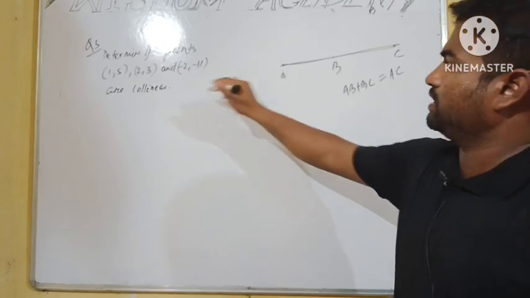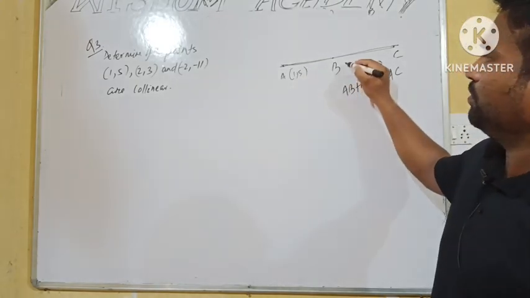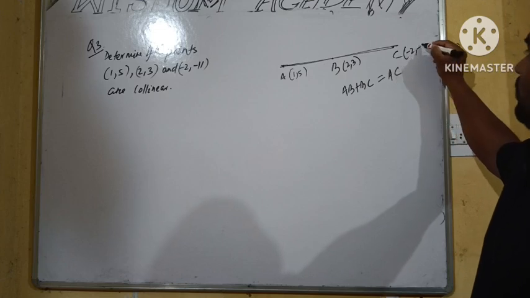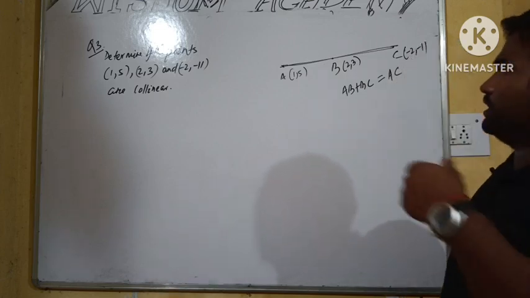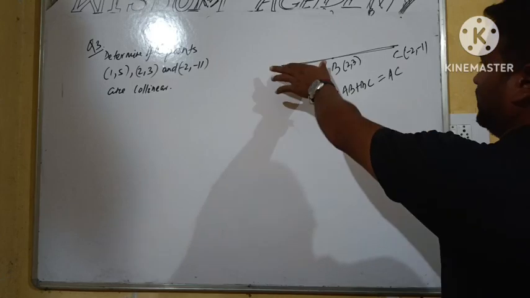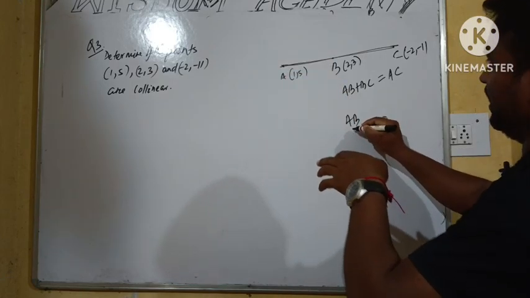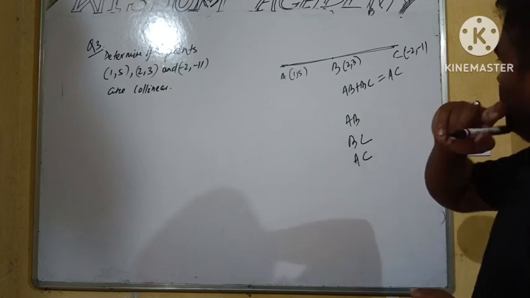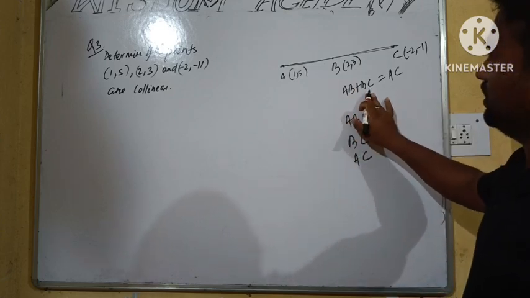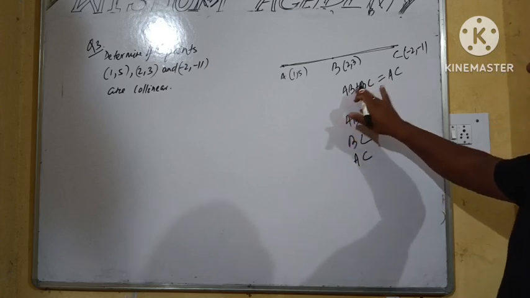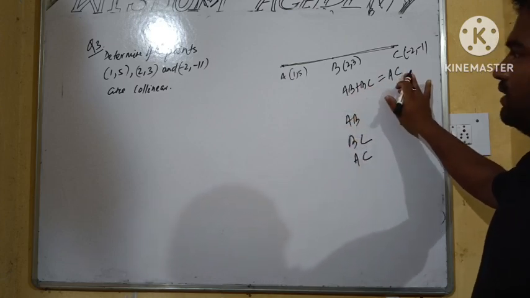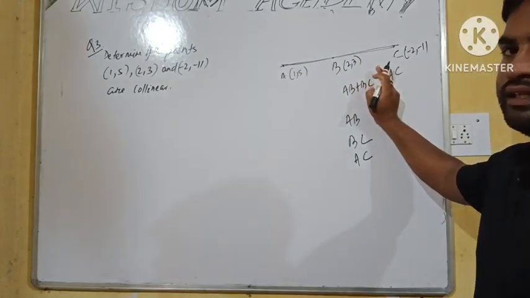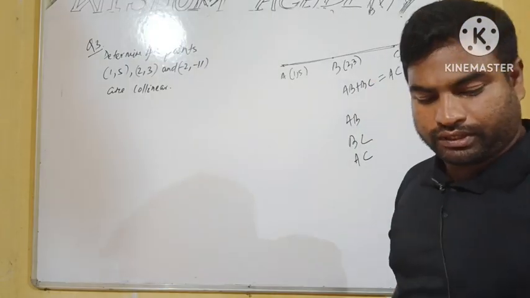If we consider A is (1, 5), the coordinate of B is (2, 3), and the coordinate of C is (-2, -11), then by using the distance formula we have to find AB, BC and AC. Then we calculate AB plus BC. If AB plus BC is equal to AC, then A, B and C are collinear, otherwise not. Write down the solution.